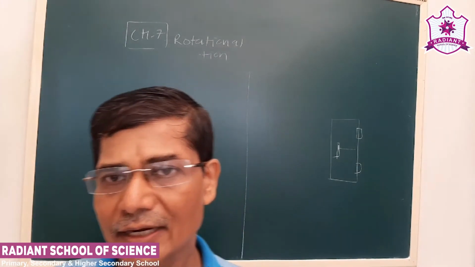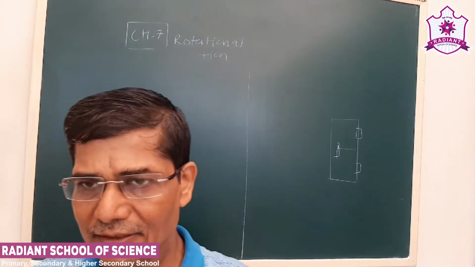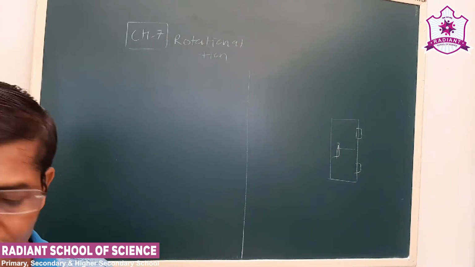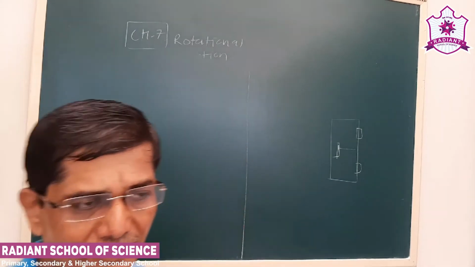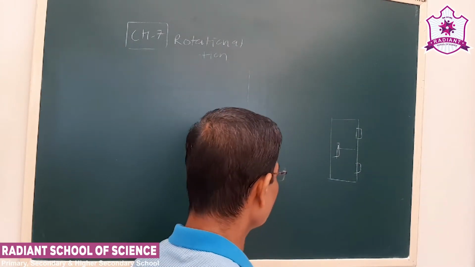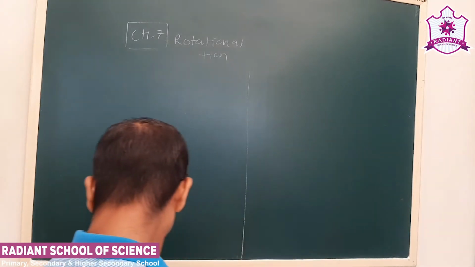It is written on the dashboard of your car also, torque is this much rpm. So rpm is nothing but revolution per minute. So this is how the torque is a very important quantity in producing rotational motion.